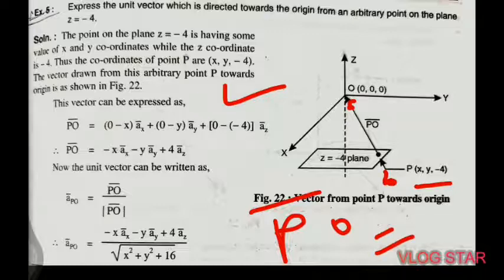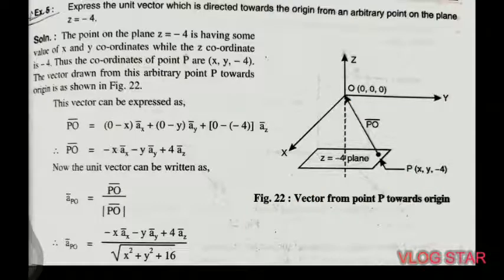Again, O is the ending point or terminating point and P is the starting point. So this vector is given by PO bar is equal to ending point minus starting point. Ending point is O bar and the starting point is P bar. So the ending point has coordinates 0, 0, 0 and the starting point has coordinates x, y, -4. So we will get here PO bar is equal to 0 minus x, that is minus x ax bar, plus 0 minus y, that is minus y ay bar, plus 0 minus of -4, that is plus 4 az bar.